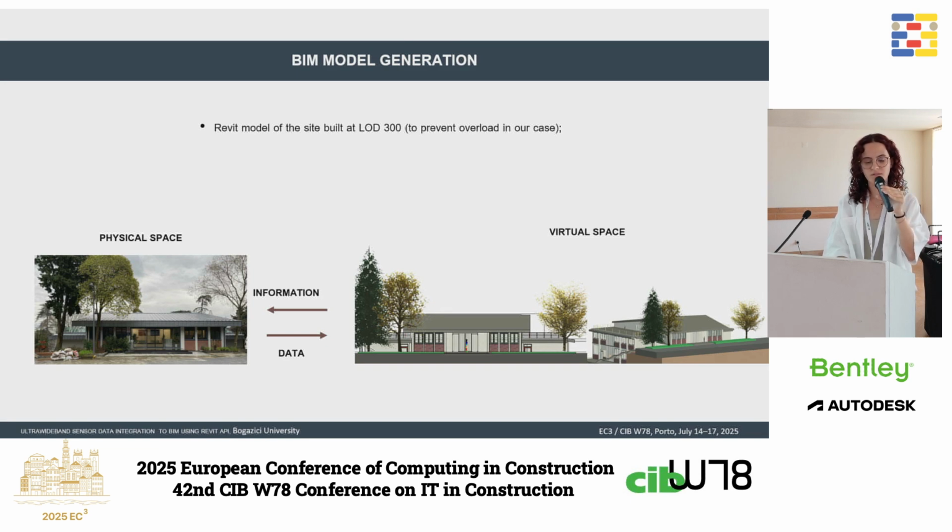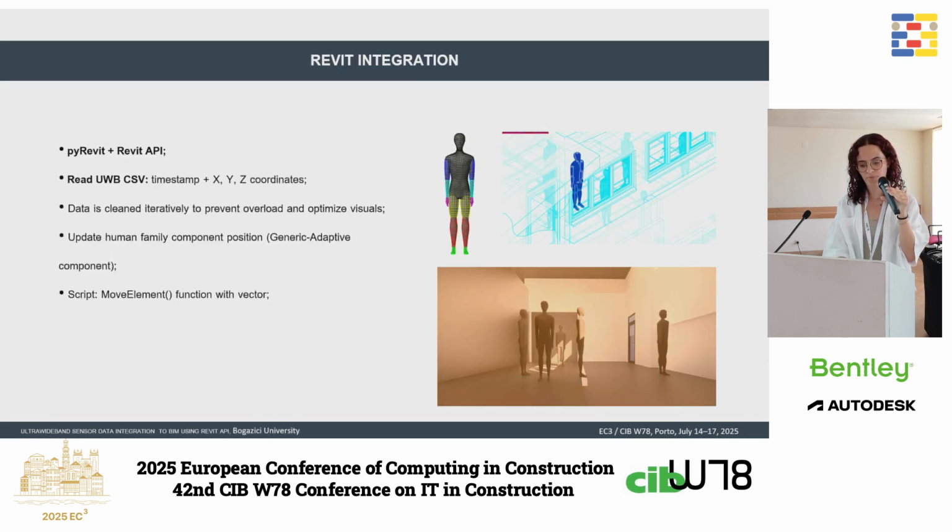We generated our Revit model to enable the integration. We use PyRevit and the Revit application programming interface to import time-stamped UWB data from CSV files. A script updates the position of a generic model human component at 3-second intervals using the function MoveElement based on transformed coordinates. To avoid overload, we retained the positions and then deleted them. This balanced visual track continuity and performance.